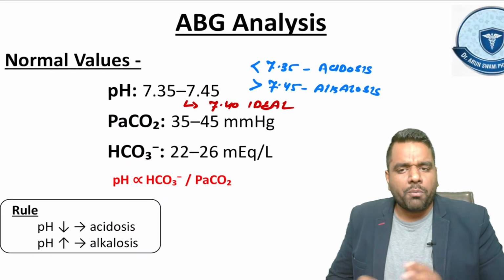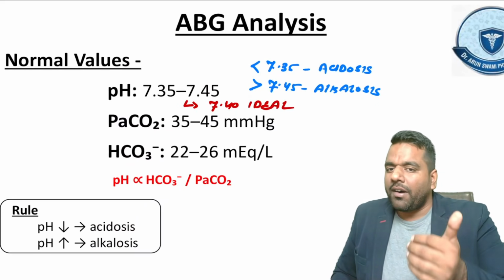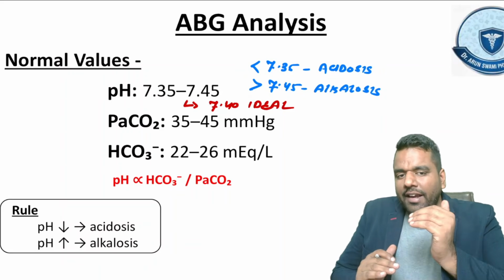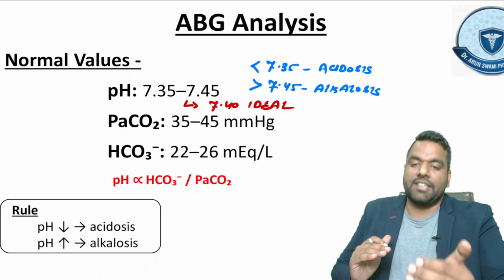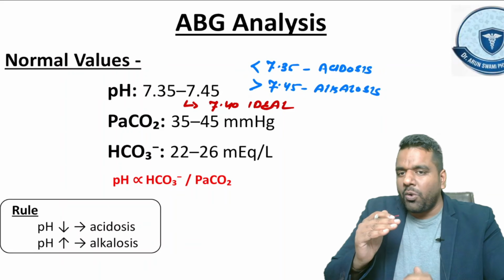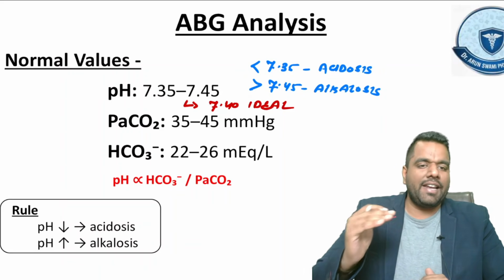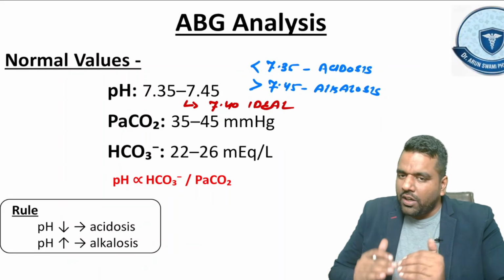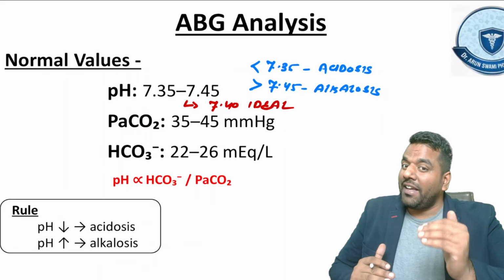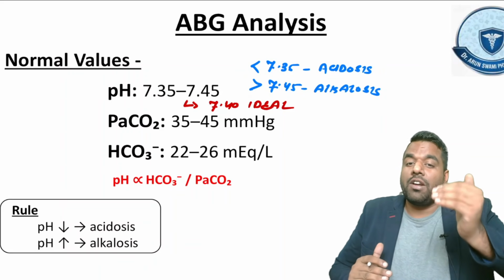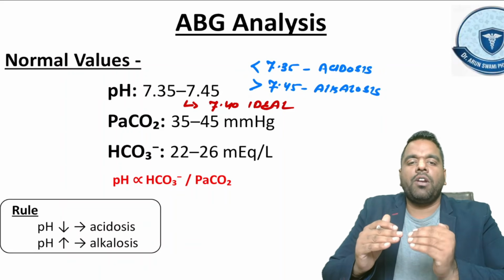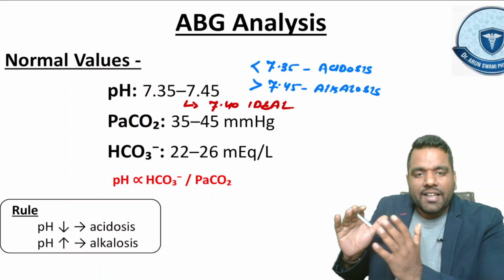But if the bicarbonate decreases, it takes the pH towards the acidic side. So let's do one more time. If your CO2 is increasing, what is the property of CO2? Acidic. So if CO2 is increasing, it will take the pH towards the acid side. But if CO2 is decreasing, it will take the pH towards the alkaline side. Similarly for bicarbonate, its property is alkaline. So if bicarbonate increases, the pH will also increase and go towards the alkaline side. And if bicarbonate decreases, the pH will also decrease and go towards the acid side.